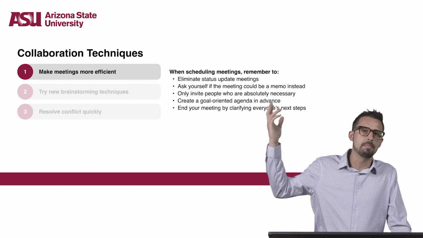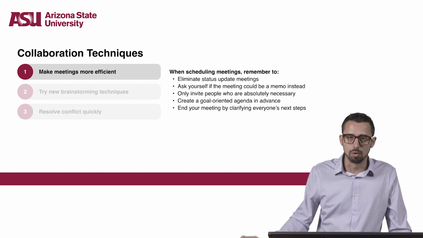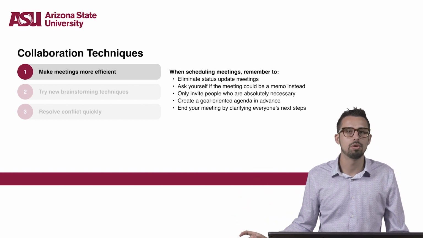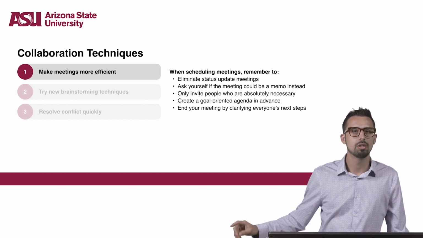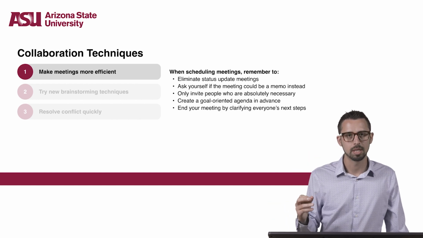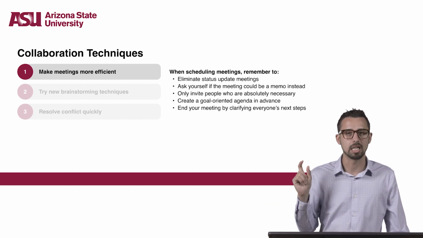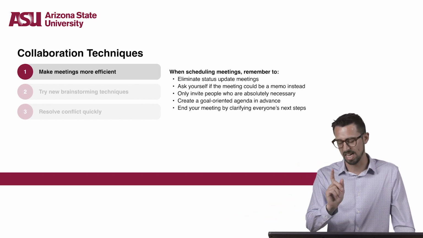Lose status update meetings and use a software tool instead. Only invite people who are absolutely necessary. Don't waste other people's time. Create a goal-oriented agenda and stick to it. And then end your meeting by clarifying everyone's next steps. And try to end that meeting on time. That's important too.